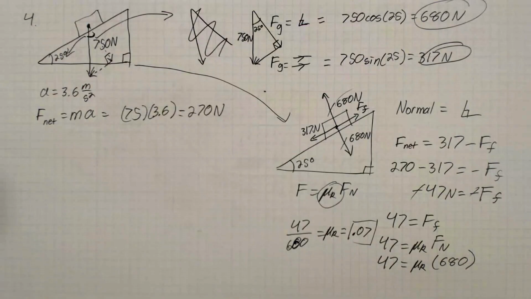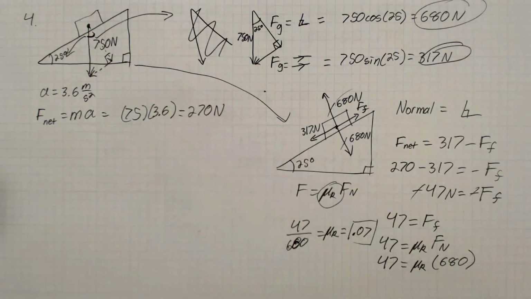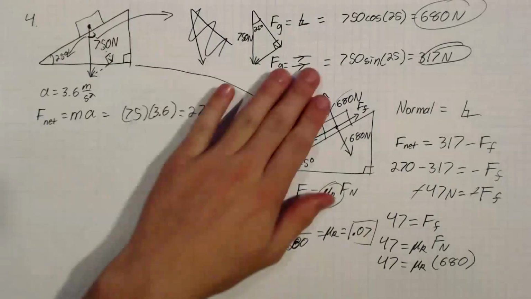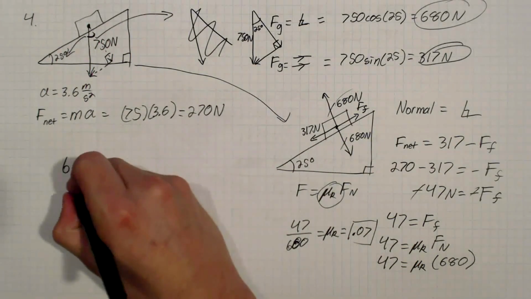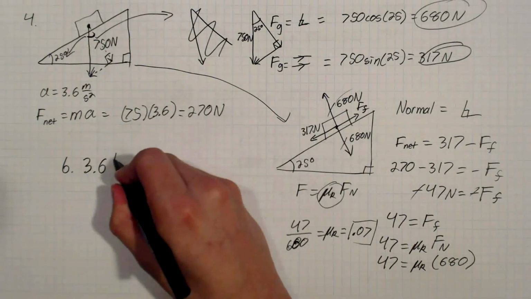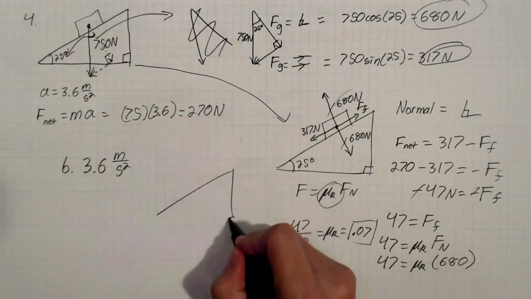Now, that's not going to change if I slide something down a ramp as long as it's the same ramp at the same angle. So if I slide a big object and a small object down a ramp, as long as they're experiencing the same coefficient of friction, and as long as we're ignoring air drag, you're going to have the same acceleration. So the answer to part B is 3.6 meters per second squared.